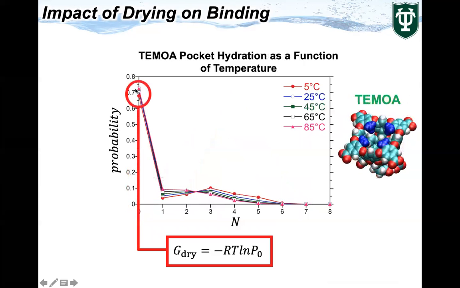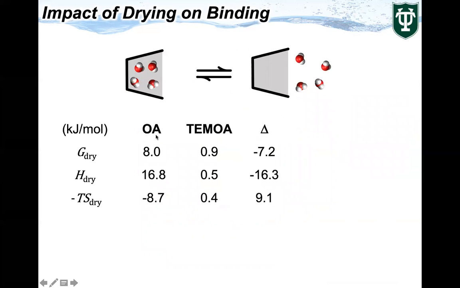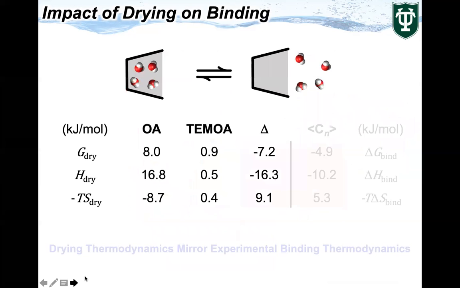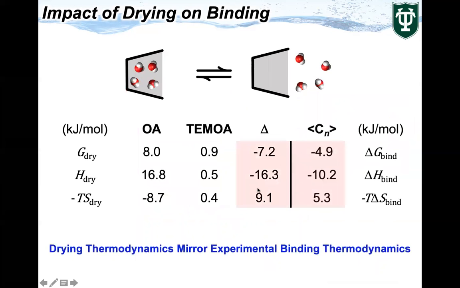When we do it for TEMOA, we get these distributions here as a function of temperature. We can then look at the thermodynamic differences. And number one, what we find is that, not surprisingly, drying for TEMOA is more favorable. It is enthalpically more favorable and entropically unfavorable. And the magnitudes of these free energies and the thermodynamic constituent properties compare quite favorably with what we got from looking at binding experiments of guests to hosts. And so we conclude that the drying thermodynamics mirror the experimental binding thermodynamics.